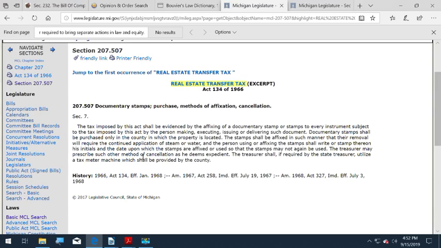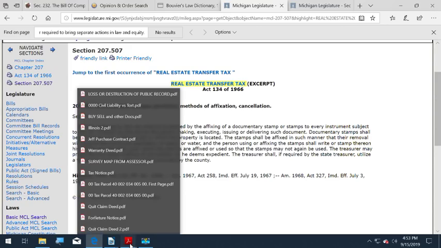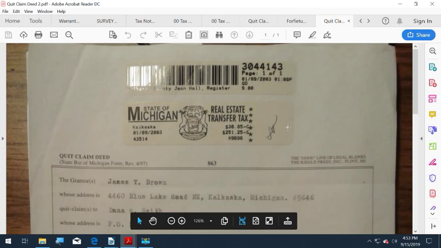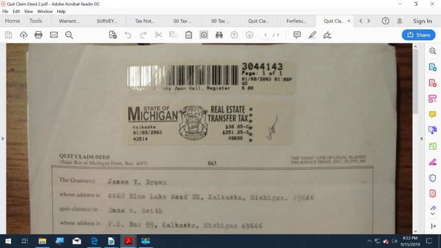The treasurer may prescribe such other method of cancellation as he deems expedient. The treasurer shall, if required by the state treasurer, utilize a tax meter machine, which shall be provided by the county. And so what they're doing then is putting these little stamps on the document. So this is a quitclaim deed in Michigan that has this real estate transfer tax stamp.